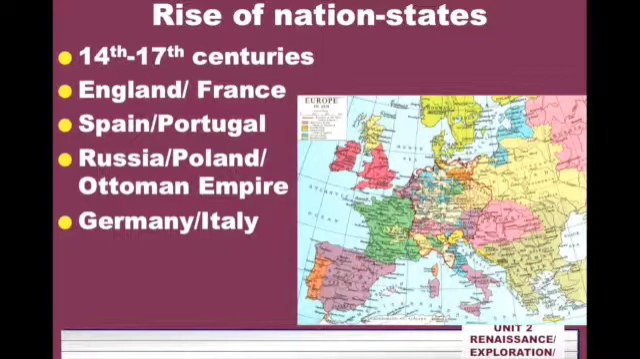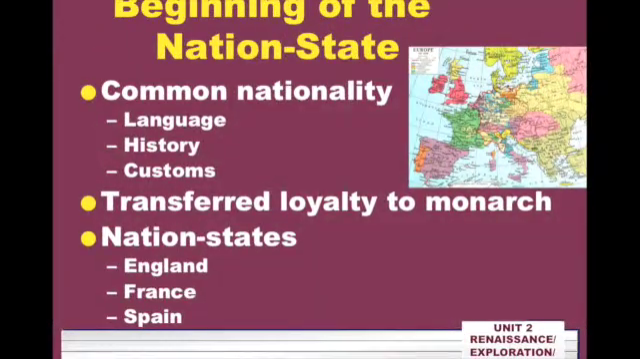Mostly in Western Europe, you're going to have more solid monarchs in control. More in Eastern Europe, as you can kind of see in the map there, there's a lot of different nationalities, a lot of different types of people going on, and so it's going to be harder for those leaders to gain control of their territories. Some common things that you need in order to build a nation state is often language, history, and customs.